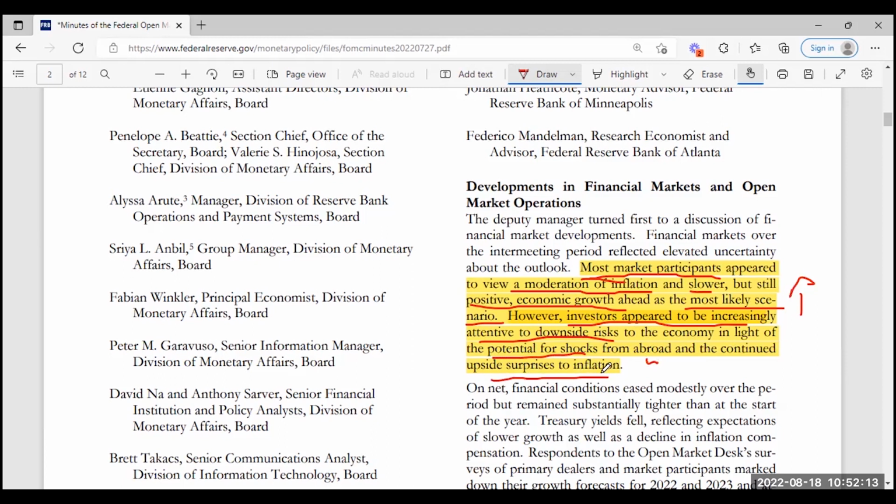I thought that paragraph was so packed. It's like, yeah, we've got CPI, I'm telling you the Fed, but once in a while, there are surprises to inflation. We thought inflation would have peaked in March. Surprise, surprise, the war continued.